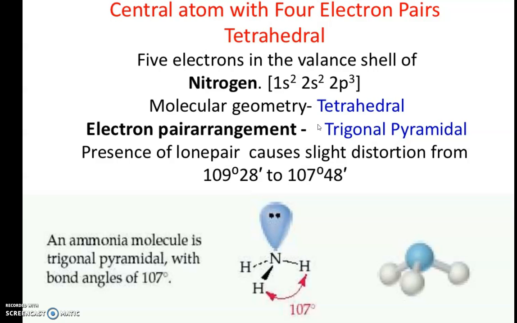But actually it is trigonal pyramidal. Why is this happening? Because nitrogen contains a lone pair of electrons. We know the lone pair bond pair repulsion is more compared to bond pair bond pair repulsion. So in order to decrease this repulsion, the spatial arrangement will vary, so a slight distortion will be there. The bond angle will be 107 degree 48 minutes.